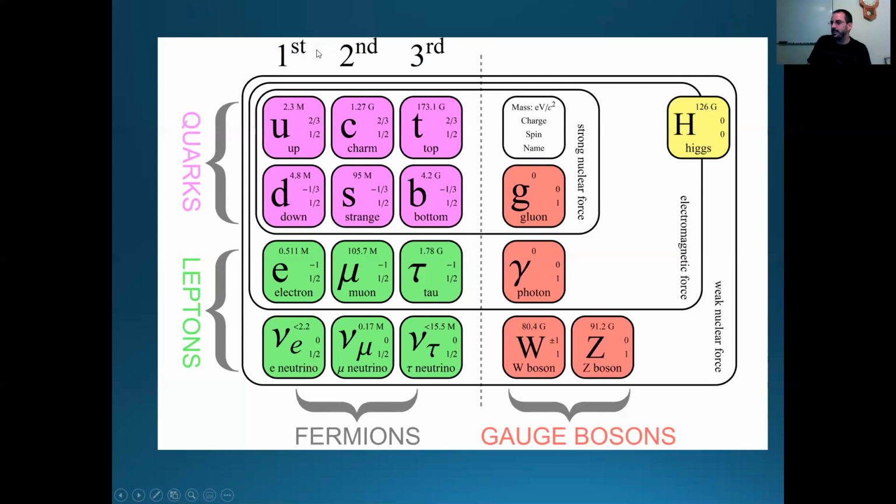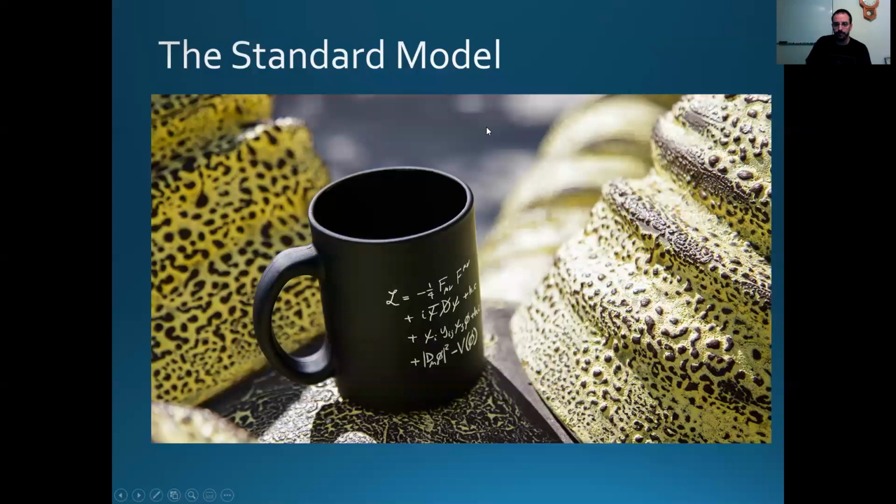So why do these things exist? Why do we need them? Why do they exist in the first place? If one generation is all we need for everything in the universe, why are there 3 generations? Interesting question.